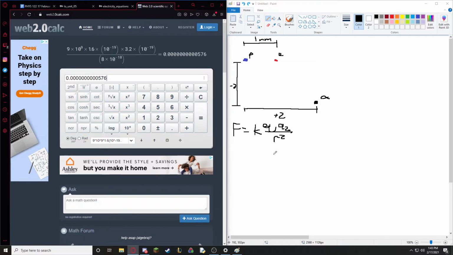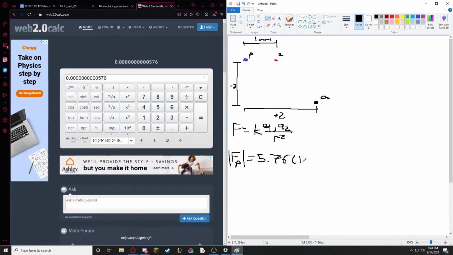And so we calculate our force. So F, we'll call it Fp. The magnitude of Fp is going to be 5.76 times 10 to the minus 11 newtons. And what direction is that force going to be acting in?